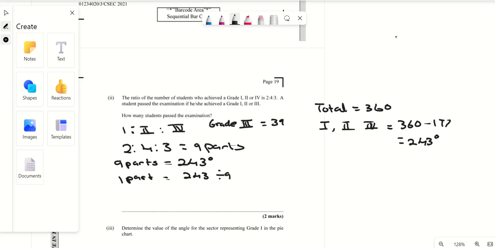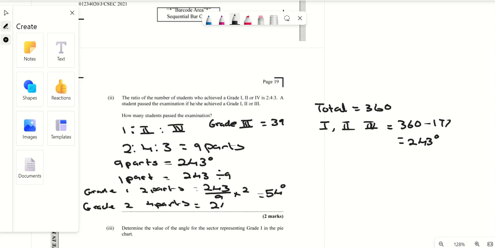And we want to find out for grade 1. So grade 1 in degrees would be 2 parts, which is 243 over 9 multiplied by 2. When you do that, you are going to get 54. So we know grade 1 is 54 degrees, and then grade 2 is 4 parts, which is 243 divided by 9 multiplied by 4, equal to 108 degrees.